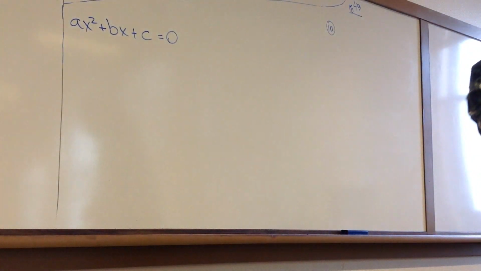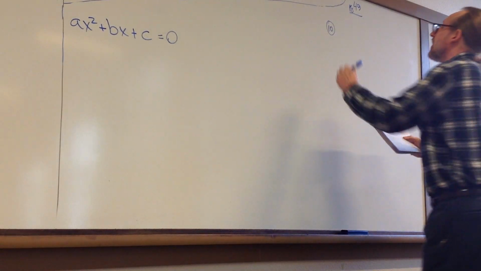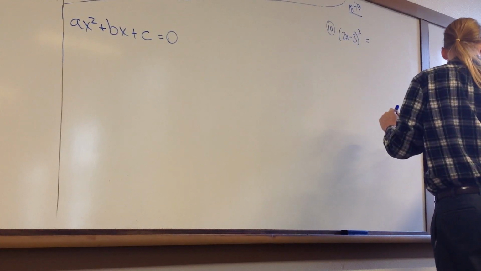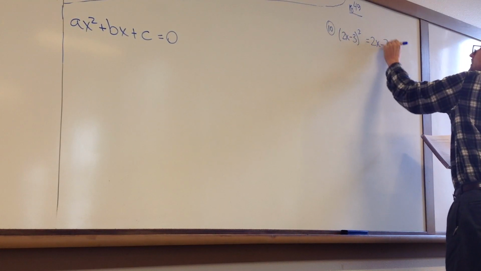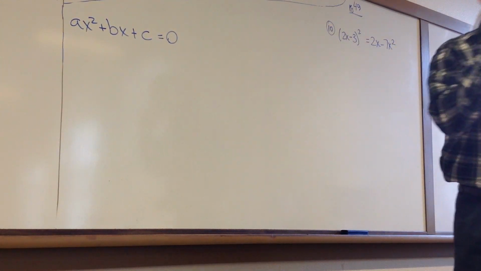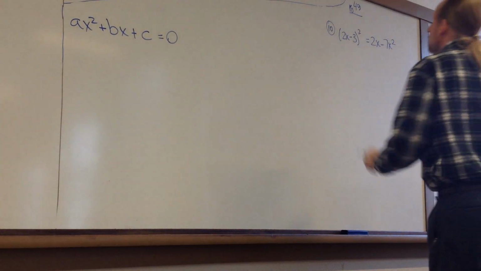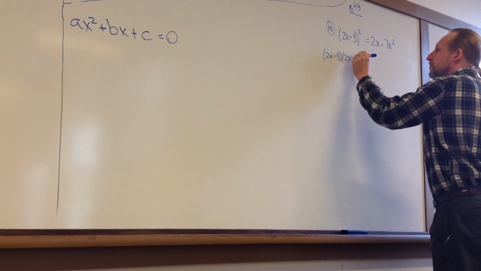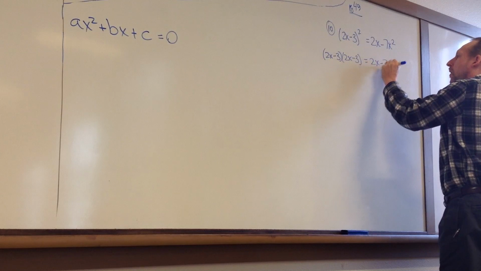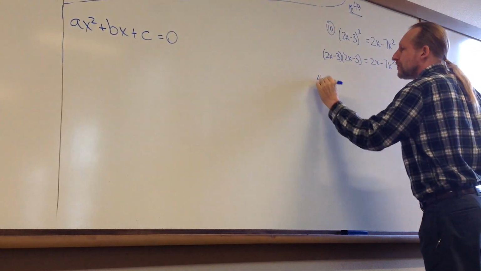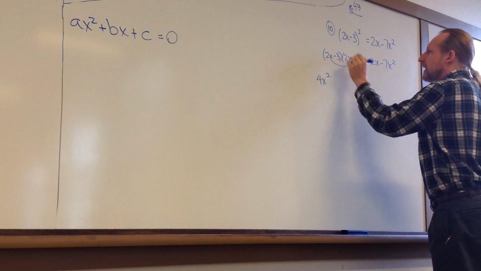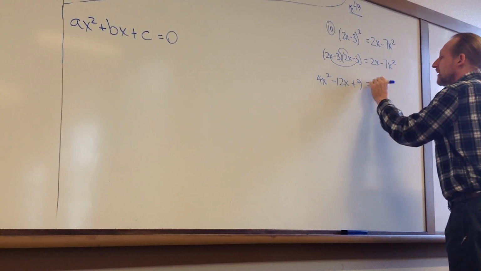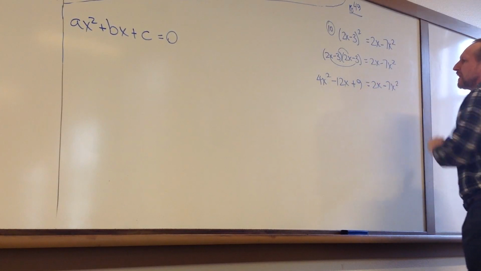Okay, problem 10 starts out (2x - 3)² = 2x - 7x². First off, we want to square this, which means we need to multiply it by itself. And so this will be 4x², then we'll get -6x and -6x to make -12x, plus 9 equals 2x - 7x².